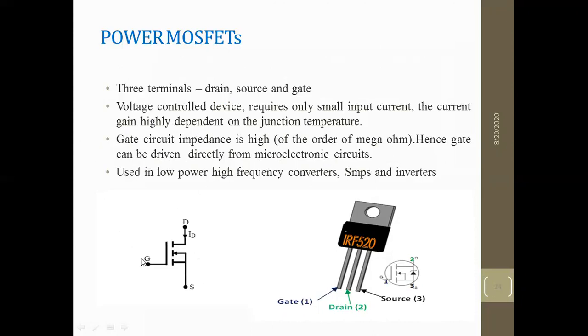Here is the symbol of the MOSFET, metal oxide silicon field effect transistor. Here G is the symbol for the gate, D is for the drain, ID is the drain current, and this is the source. Here is a picture of the MOSFET IRF520 having three terminals: the first terminal is the gate, the second is the drain, and the third is the source. On the symbol also you can observe the three terminals of the MOSFET: drain, source and gate.